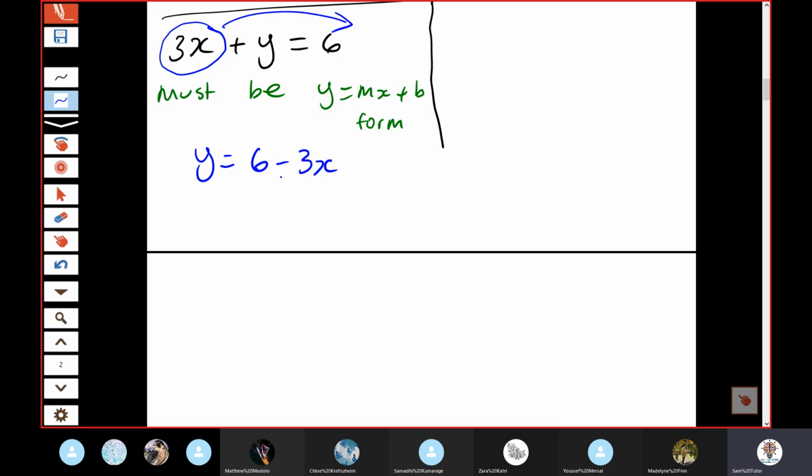Please don't simplify this. Don't say, hey, 6 take away 3, x is 3x. Don't do that by accident. You know, they're not like terms. So be careful. What's my gradient now? What's my y-intercept now?